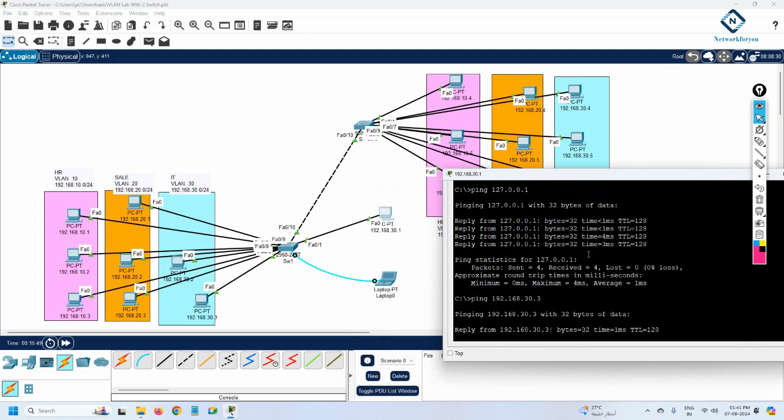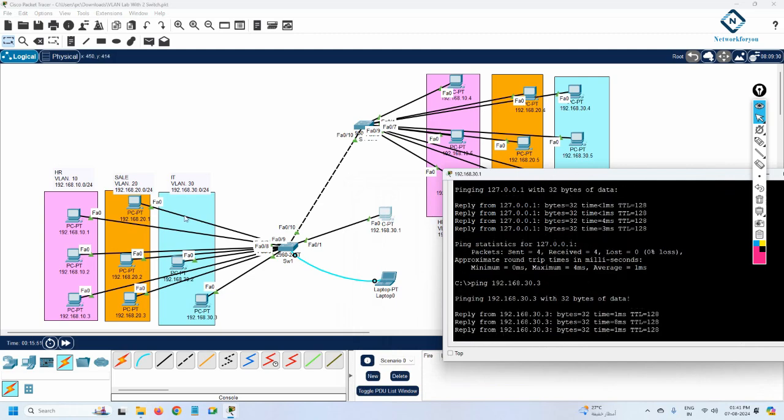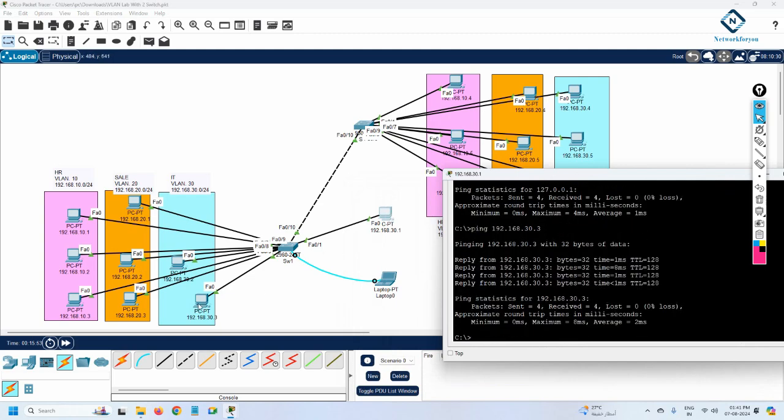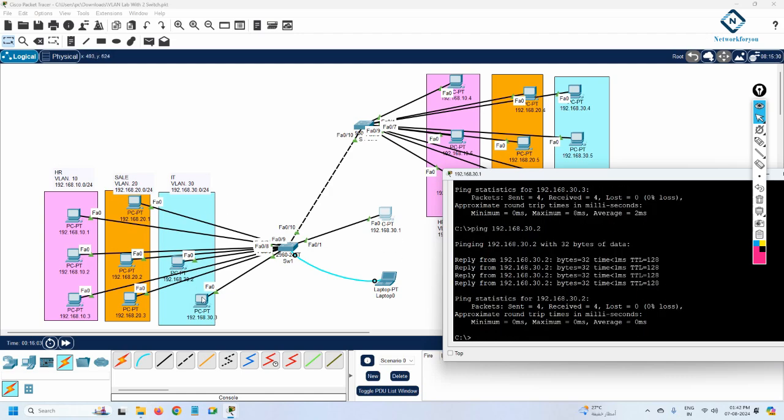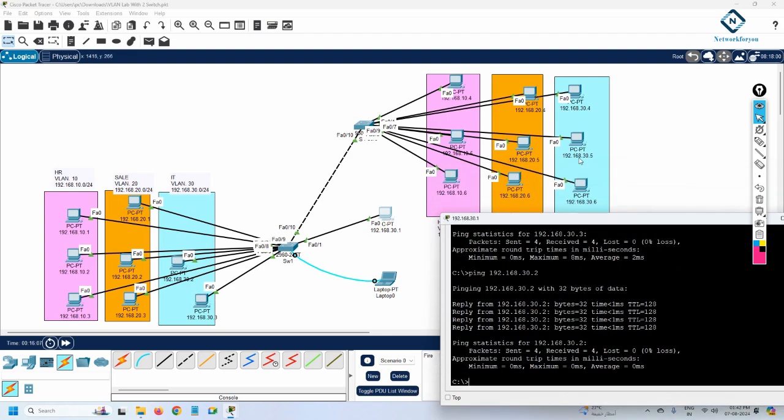30.3, you can also ping. If you ping 30.3, it is working. This is 30.1, this is 30.3, so this one is working, and also you can check this machine, this machine, this machine, all are working because they are in the same VLAN. Now I will ping this one, this one, this one.